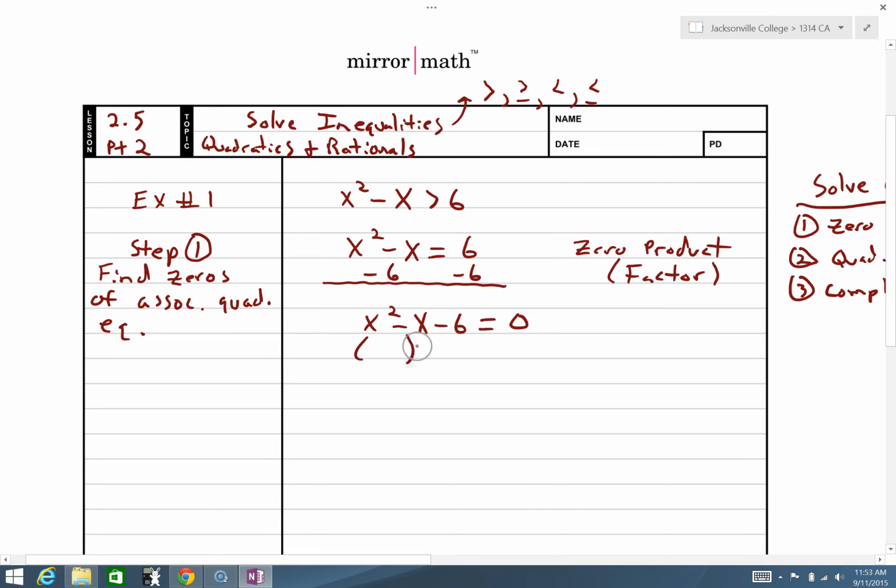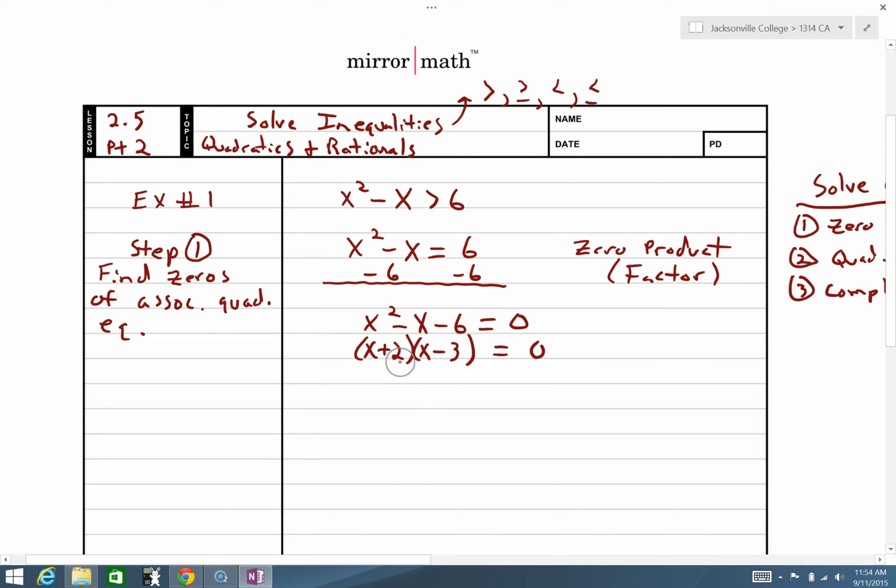I'm going to now factor this equation. I could use my big X method, but I'm just going to go right to it here. X squared is x times x. Since we have a minus in this second position, I know one plus and one minus. I know I need to multiply to give 6. That's going to be 3 and 2, minus 3 and plus 2. X times x is x squared. Positive 2x minus 3x is a minus 1x. Positive 2 times negative 3 is a negative 6.